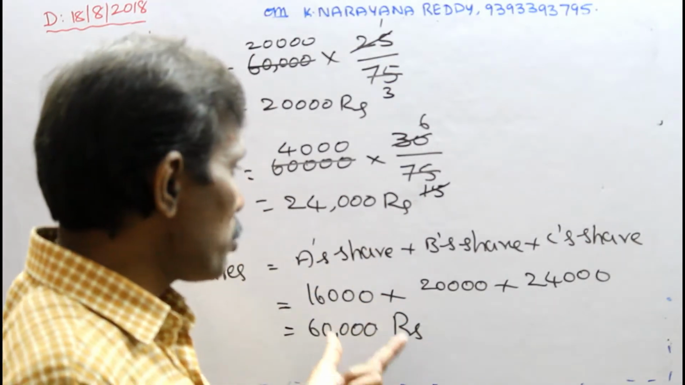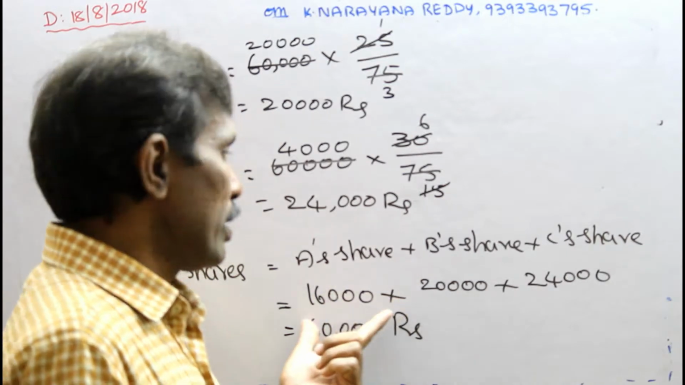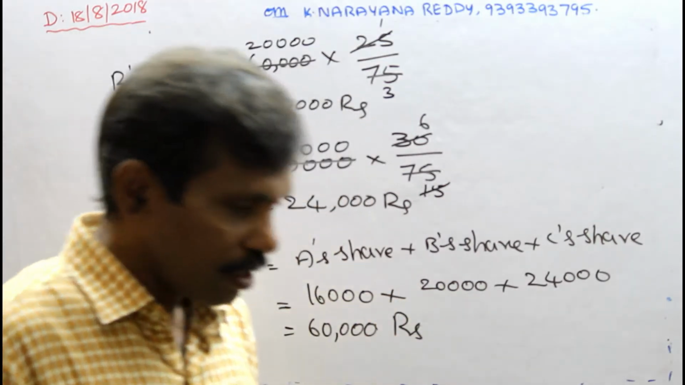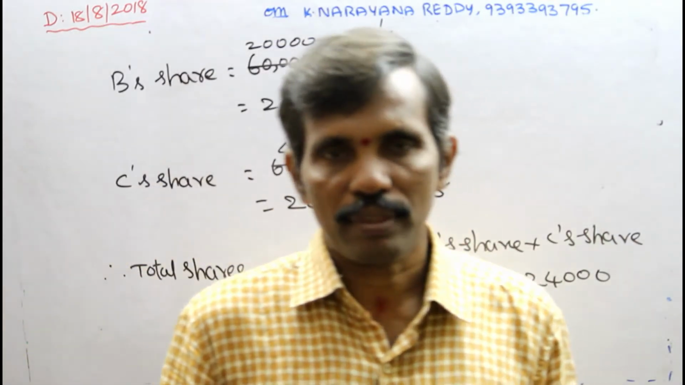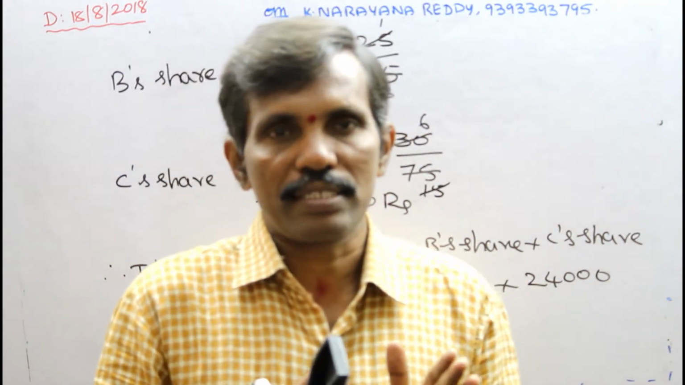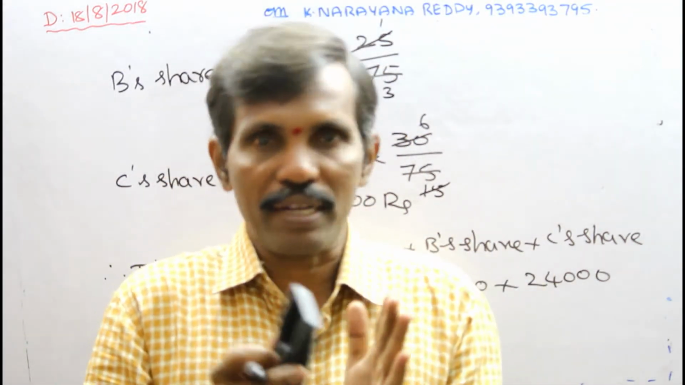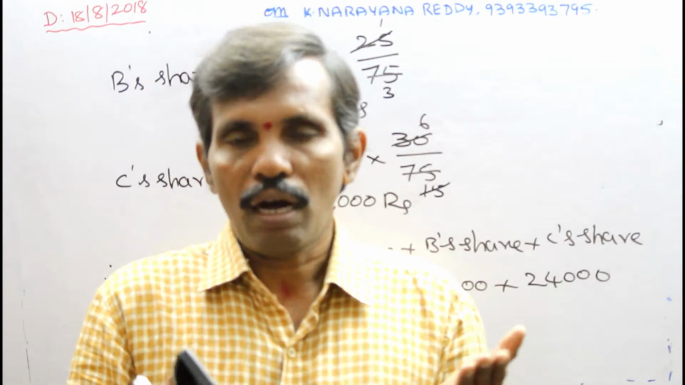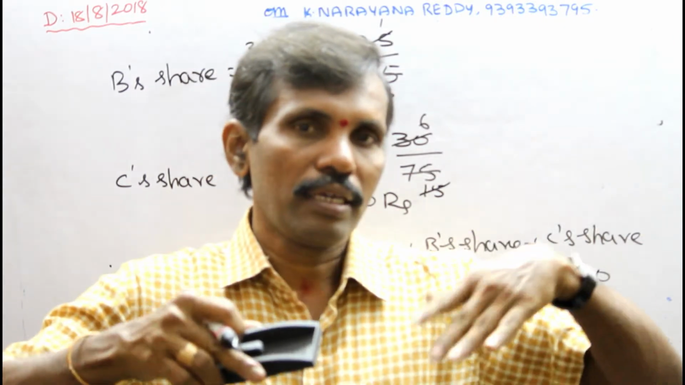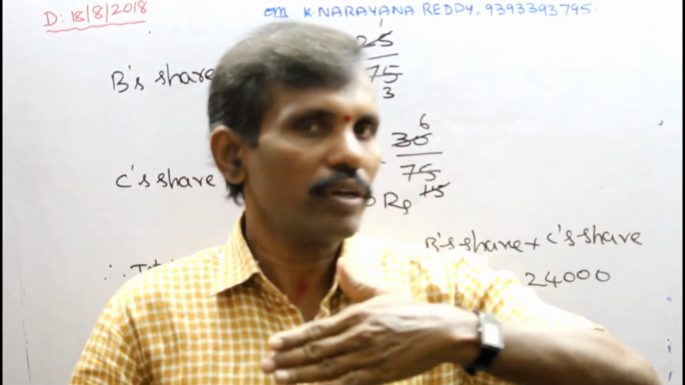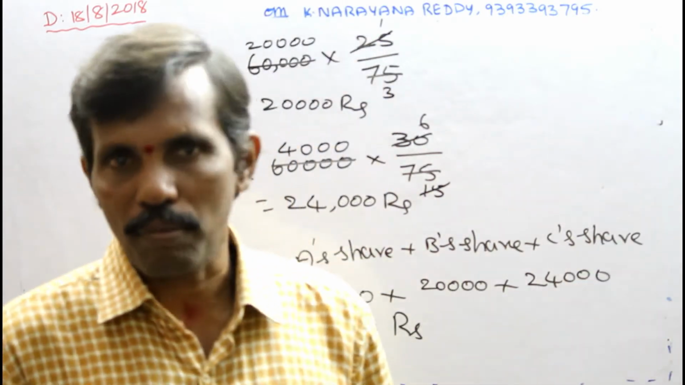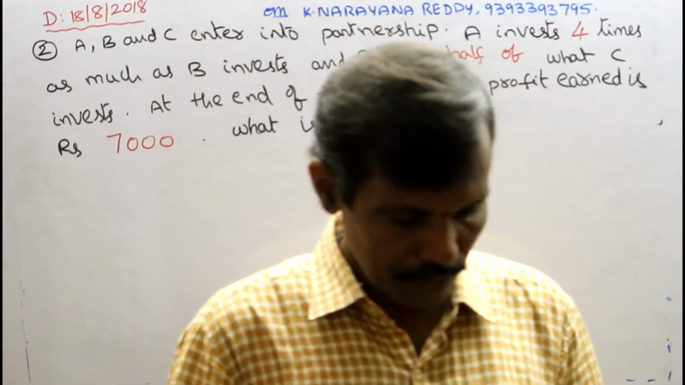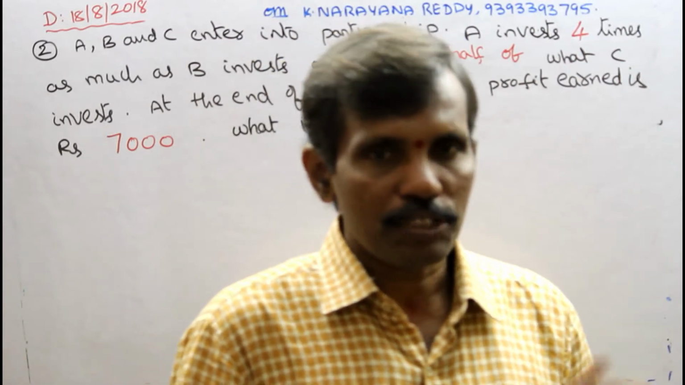So this 60,000 is distributed among these three partners in this way. First we find the total shares. The ratio of shares depends upon their capitals or investments. After that you can find individually A's share, B's share and C's share. In this way you can do the problem. Now see the next problem.